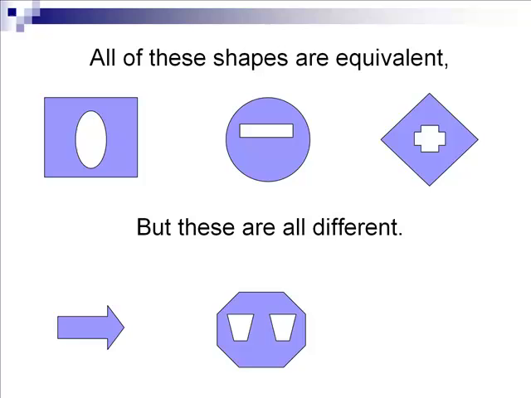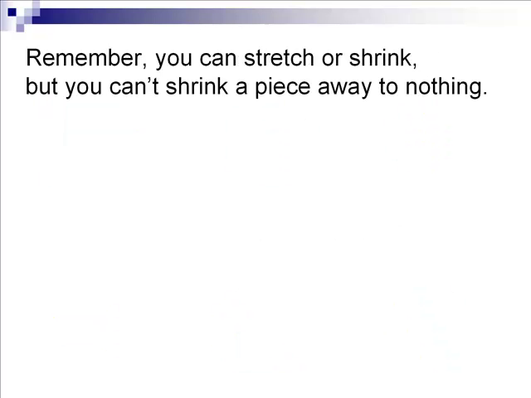Remember, if shapes are equivalent by distortion, we can't cut or tear them, so we can't create or get rid of a hole. Here's a smiley face. It has three holes inside. So again, it's different from the ones at the top and also the others at the bottom. Remember, we can stretch or shrink, but one thing we can't do is shrink a piece away to nothing. That would be cutting it and taking it away.